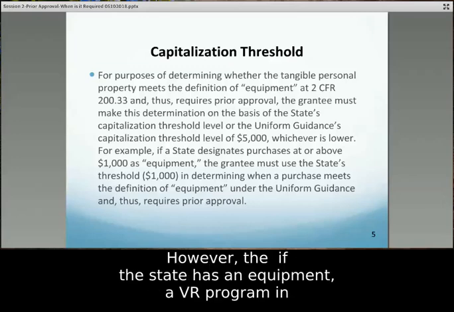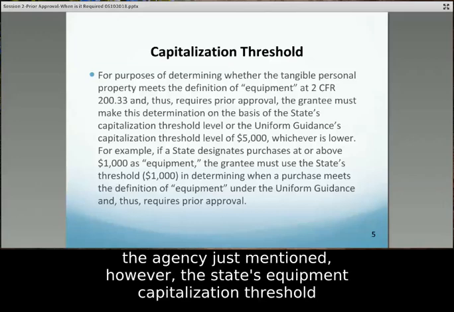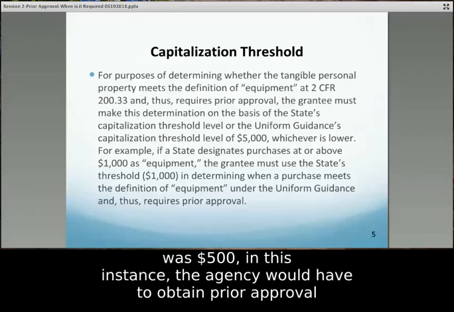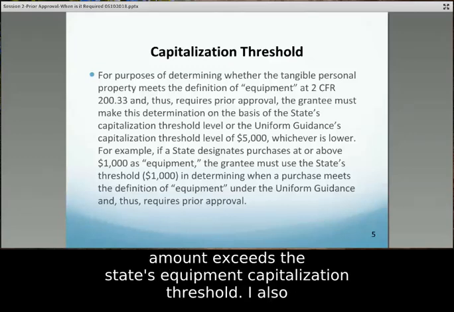However, if a VR program in another state wanted to purchase 20 laptops at $1,000 each, the same as the agency just mentioned, but the state's equipment capitalization threshold was $500, in this instance, the agency would have to obtain prior approval from RSA in order to purchase the laptops because the purchase amount exceeds the state's equipment capitalization threshold.